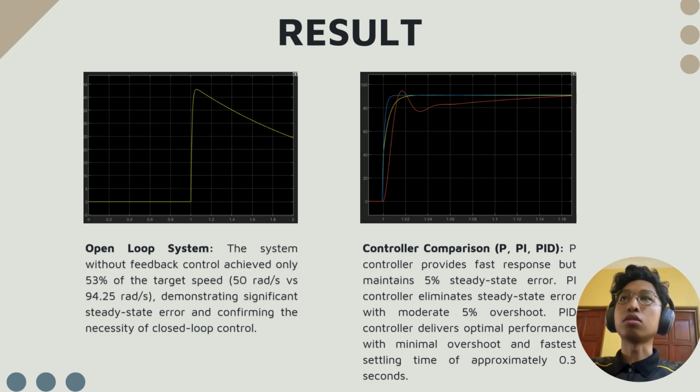Then for the controller comparison, we have P, PI and PID. The P controller provides fast response but maintains 5% steady state error. The PI controller eliminates steady state error with moderate 5% overshoot. And the PID controller delivers optimal performance with minimal overshoot and faster settling time of approximately 0.3 seconds. So we continue to the next slide.